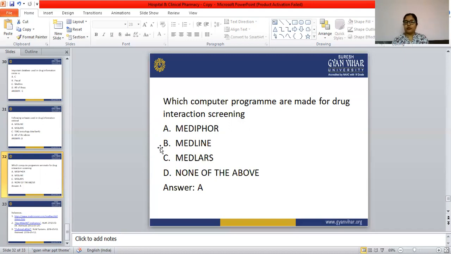So this is all about the uses of the computer in clinical pharmacies. I hope everybody understood it very well. So thank you.